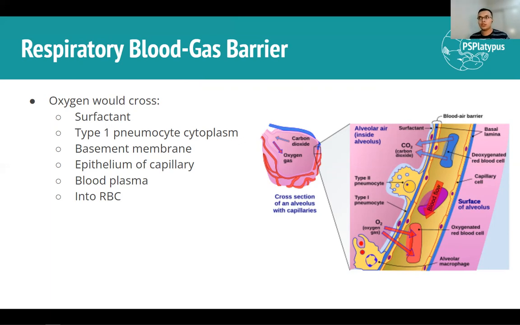Note that type 2 pneumocytes exist in the respiratory epithelium, but oxygen doesn't cross them. Instead, type 2 pneumocytes secrete a chemical called surfactant, which the oxygen is going to be crossing. And you can imagine carbon dioxide does the exact same thing, but in reverse. So it passes out of your red blood cells into the blood plasma, across the capillary epithelium or endothelium, across the basal membrane, and across the type 1 pneumocytes, through the surfactant, and then finally into your alveolar space.